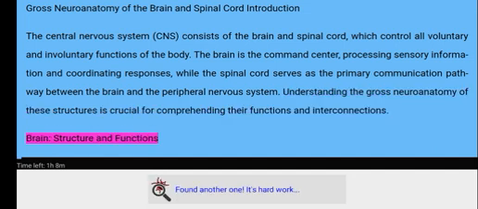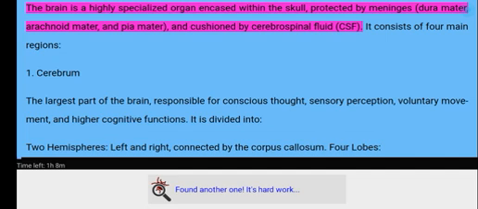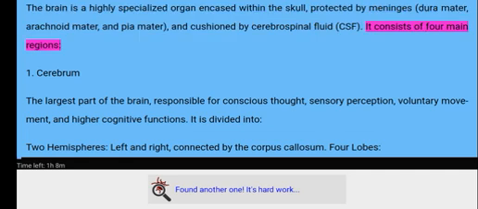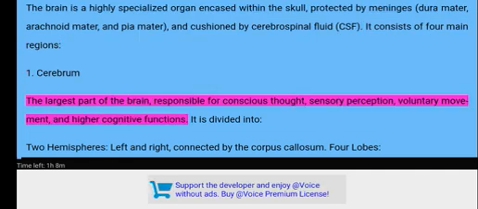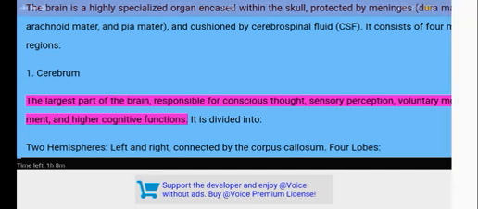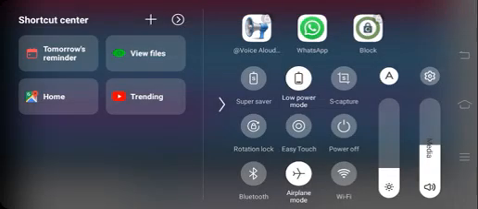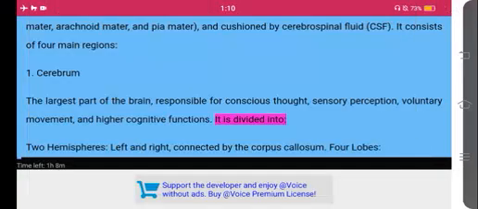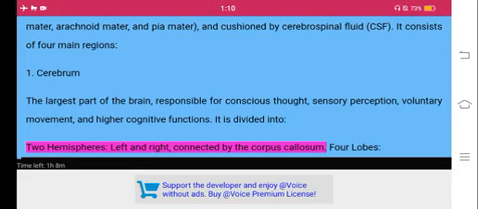Brain, structure and functions. The brain is a highly specialized organ encased within the skull, protected by meninges, dura mater, arachnoid mater, and pia mater, and cushioned by cerebrospinal fluid, CSF. It consists of 4 main regions. 1. Cerebrum. The largest part of the brain, responsible for conscious thought, sensory perception, voluntary movement, and higher cognitive functions. It is divided into 2 hemispheres, left and right, connected by the corpus callosum.